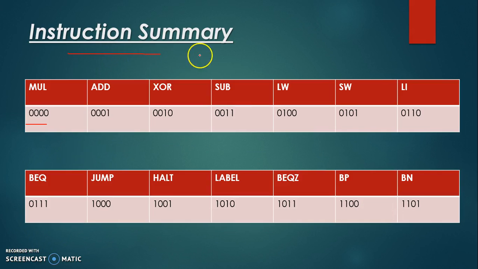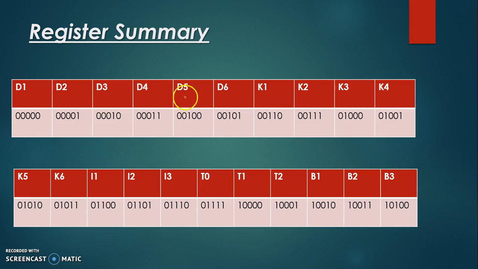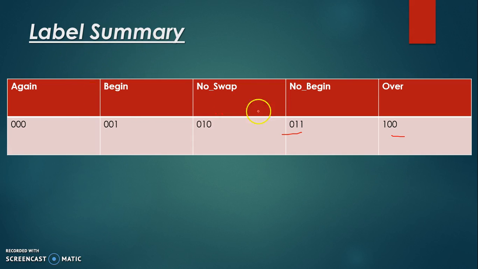Following is the instruction summary. I am using 14 types of instruction, which are shown below with their corresponding opcode values. The 21 registers that I am using and the corresponding register code are given below. And here is the label summary with 5 labels along with their label code.